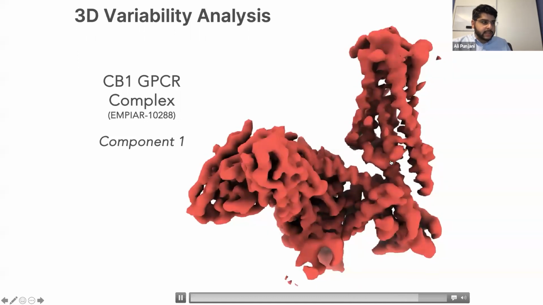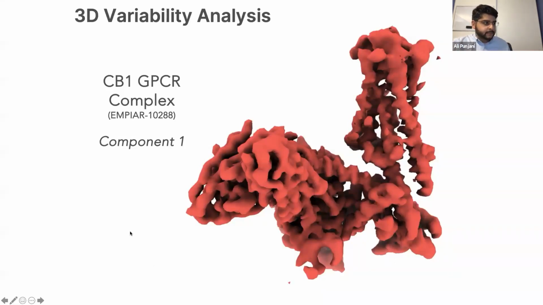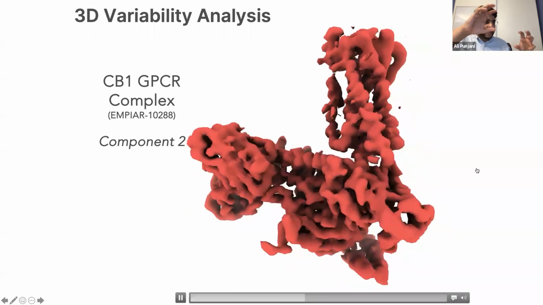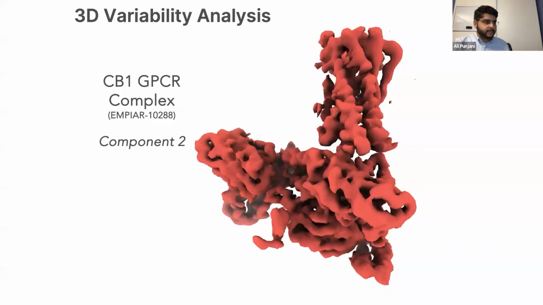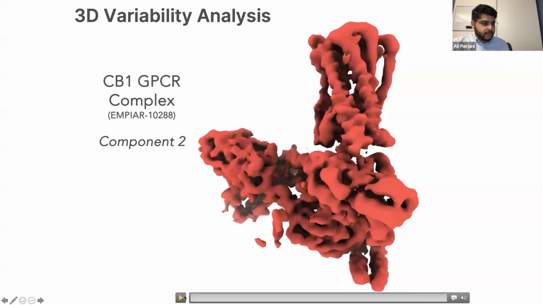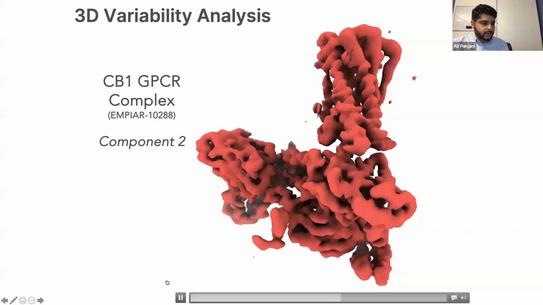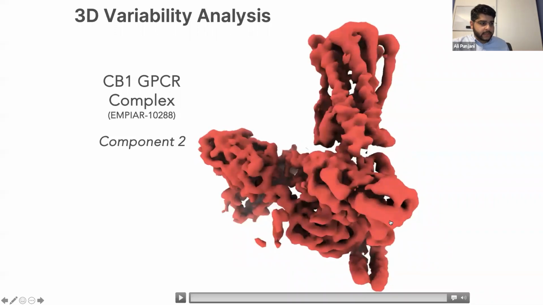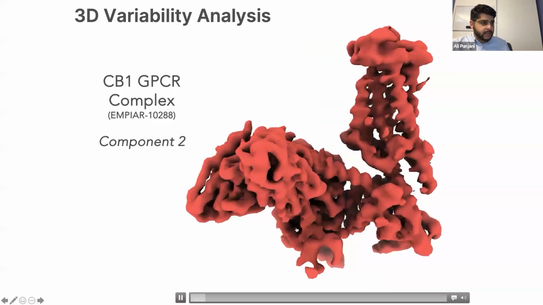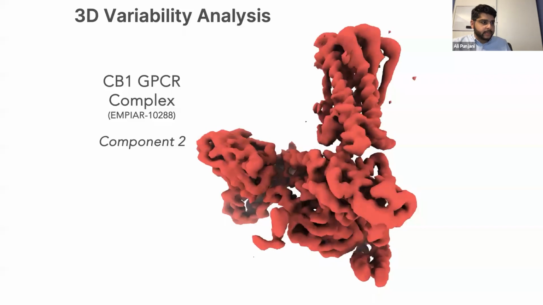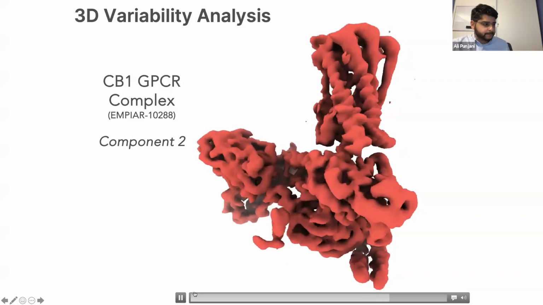And so we're seeing its motion right now in one direction, where it's moving toward and away from the rest of the complex. In component 2, we see a different kind of motion where the transmembrane domain is now moving in the opposite direction relative to the main part of the structure, and this 2-helix bundle at the bottom is also moving closer and away from the rest of the structure. So that's an interesting kind of motion. And this is exactly what I meant when I was saying that rigid body models, for example, multi-body refinement, can't capture this kind of motion because no part of this protein is moving in a rigid sense.